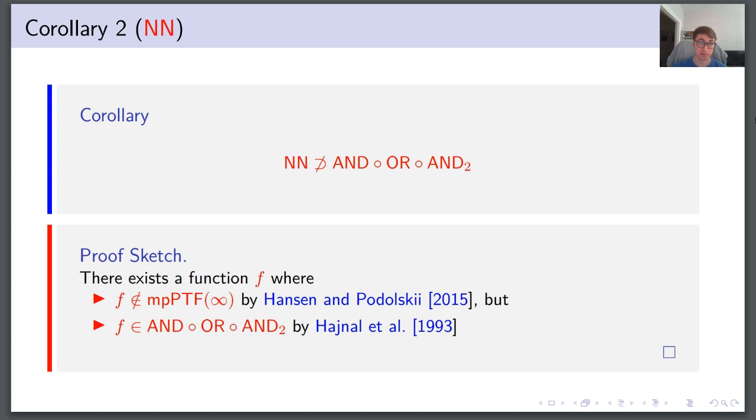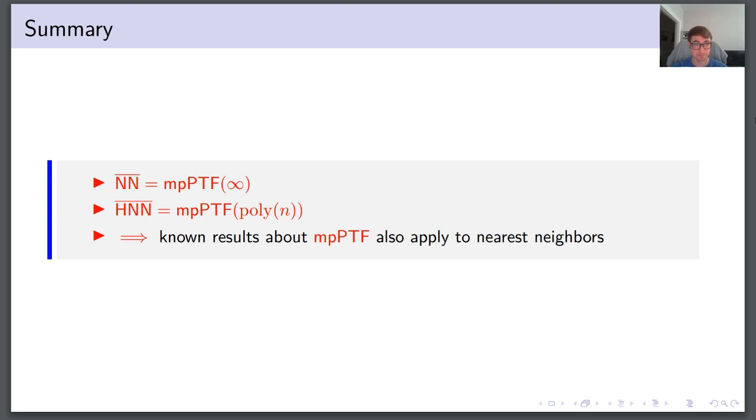And similarly, we can have that there is a function in this class of ORs of two array ANDs, which is not contained in NN. And that's because there exists a function f where f is not contained in NPPTF infinity, but it is contained in this class of depth 3 circuits. And so, in summary, we've shown equivalence between the closure of our two nearest neighbor classes and NPPTFs. And then we instantly get all of the known results about NPPTF, implying stuff about nearest neighbors as well.